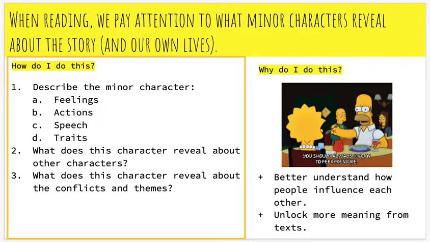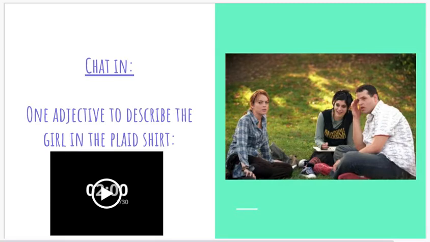To practice paying attention to what the minor characters reveal about the story. So that could be about the setting, it could be about the conflicts, it could be about the themes, our own lives, and it could also be what they reveal about other characters. The reason that we're doing this today is because we do this already with people that we know and trust and walk around and be around in our lives.